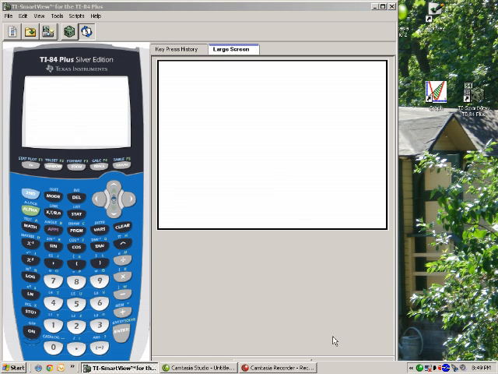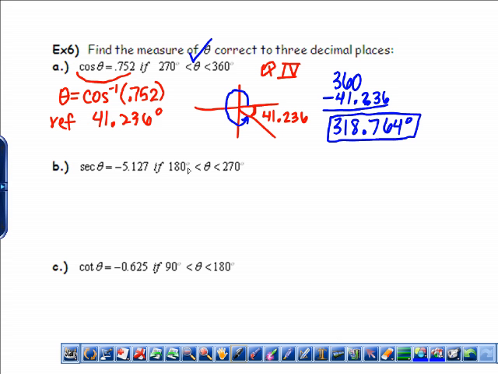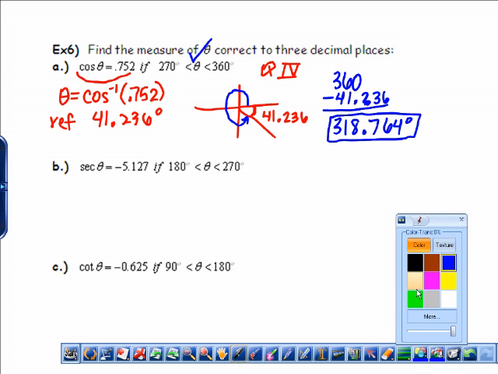Okay, let's do this other example. Alright, here we have secant of theta equals negative 5.127 if it's in this quadrant. And this quadrant on this example is quadrant 3.